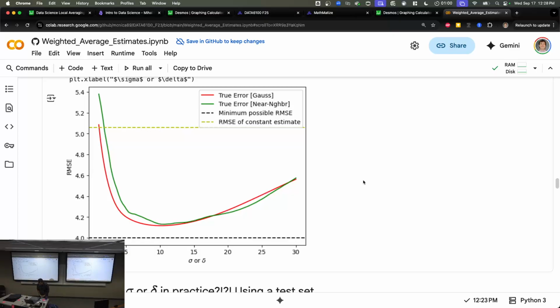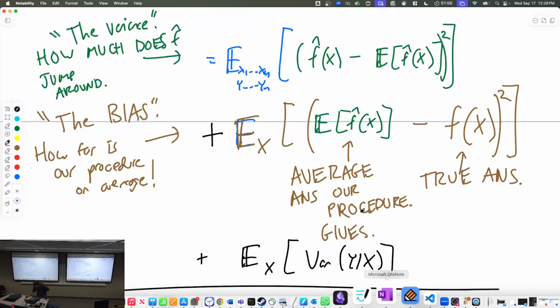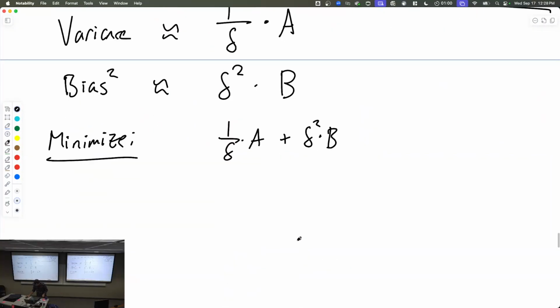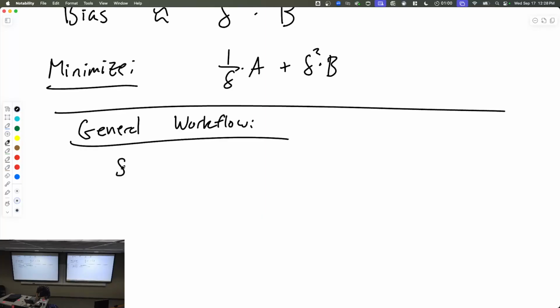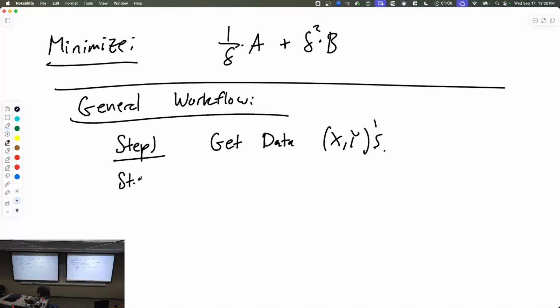I'm going to write that up in one second. Actually, let me write that up and then I'll take questions. So this is the workflow for data science. This is our general workflow. Step 1 is collect data. Often this is done for you. So I'll say get data, and data means x's and y's. And then step 2 is decide on a procedure.